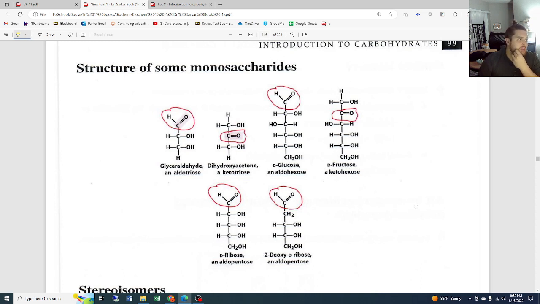Structure of some monosaccharides. So we have glyceraldehyde. These are all just a bunch of different examples, showing those functional groups on them. And see these OH, OH, OH, OH, all of these. That's what makes it that polyhydroxyl alcohol.